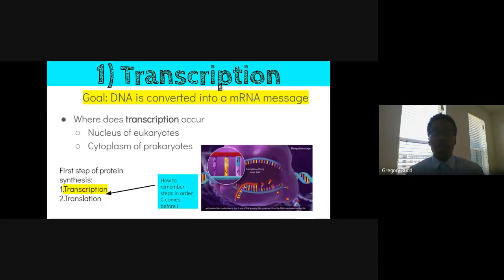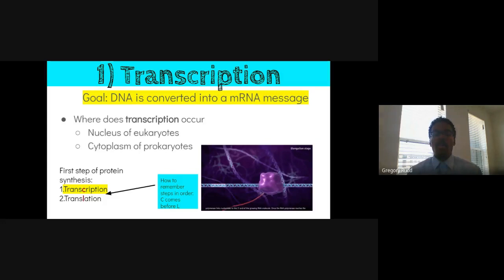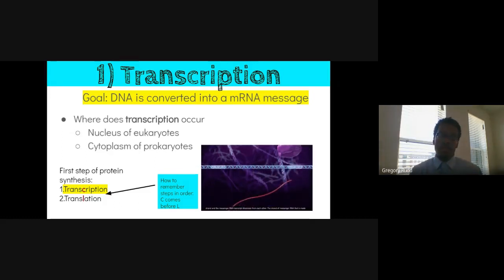Transcription occurs in the nucleus of eukaryotic cells, so those are plant and animal cells, or it occurs in the cytoplasm of prokaryotic cells, like bacteria. So transcription happens first.